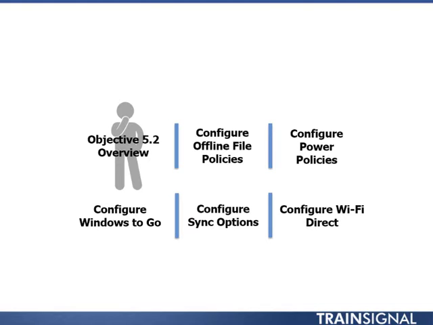Offline files are this really cool way to keep a copy of files that are normally located on a server, even if you're offline. So it just copies a file to your local computer and then syncs it up for you automatically. We're also going to learn how to configure power policies. Power policies define how fast your computer runs and how fast it burns through those batteries. So you can tweak those policies to get some more life out of your batteries at the cost of some performance. The next sub-objective is configure Windows to Go.